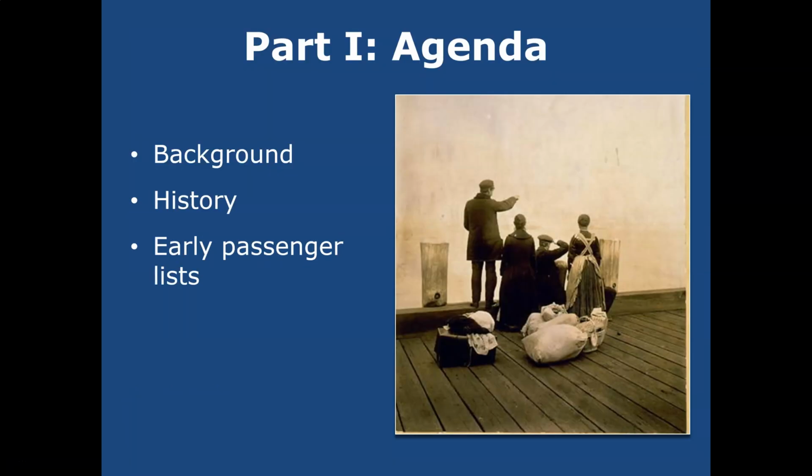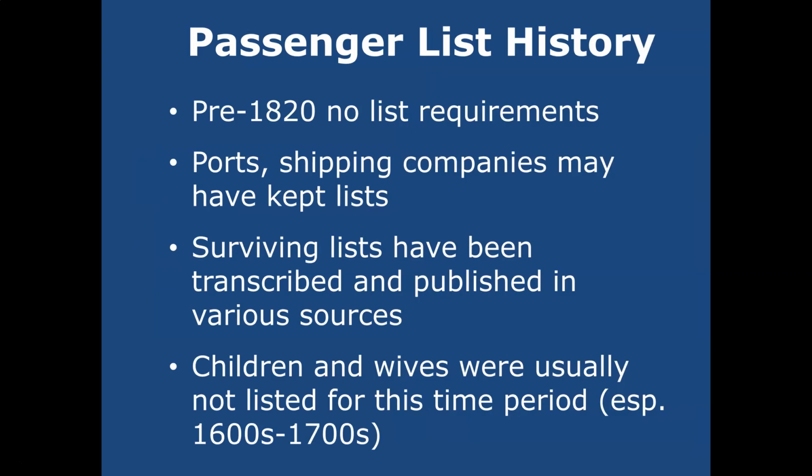In Part 1, we'll talk about background, history, and early passenger lists. Unfortunately, before 1820, there was no passenger list requirement for the United States, although ports, shipping companies, and archives may have kept lists. Surviving lists have been transcribed and published in various sources. Children and wives were usually not listed for this time period, especially from the 1600s into the 1700s.